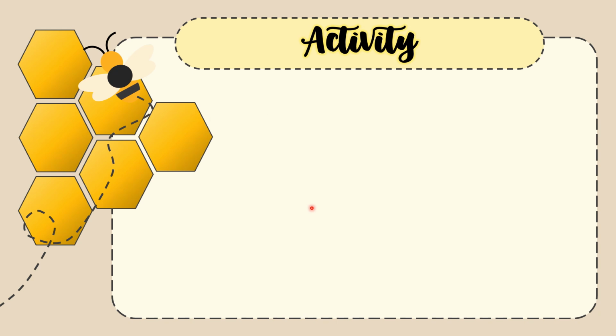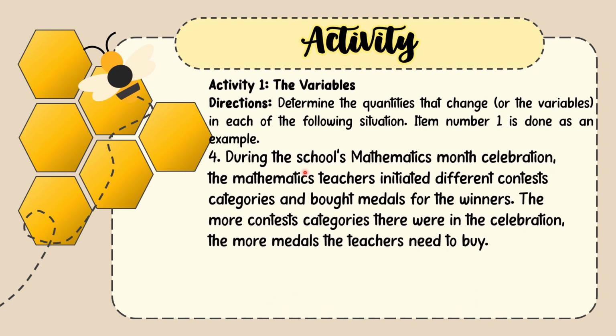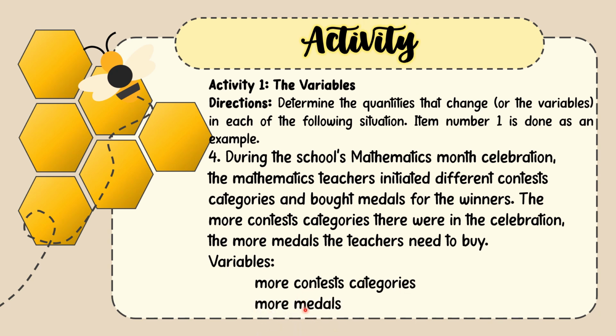Now let's proceed to number 4. During the school's Mathematics Month celebration, the mathematics teachers initiated different contest categories and bought medals for the winners. The more contest categories there were in the celebration, the more medals the teachers need to buy. So for this situation, the variables are the contest categories and the medals the teachers need to buy.